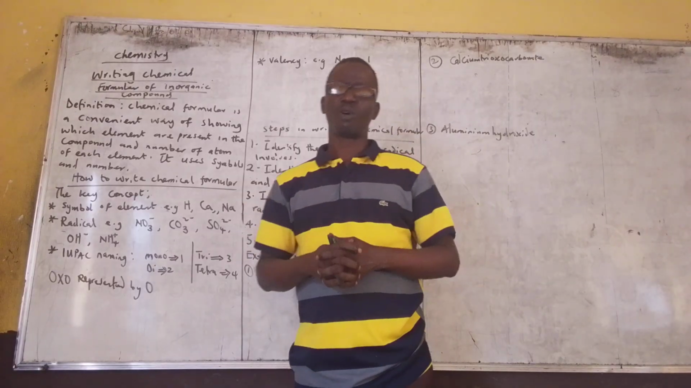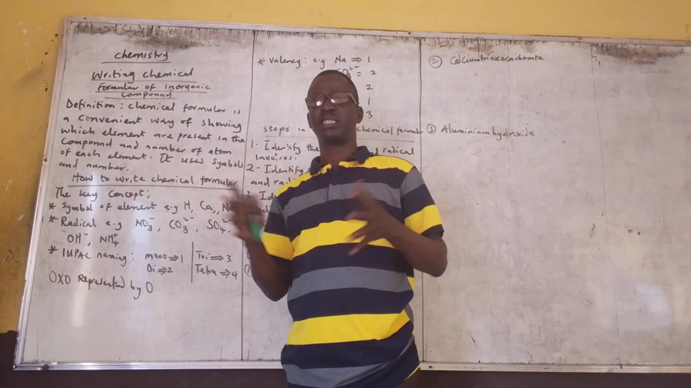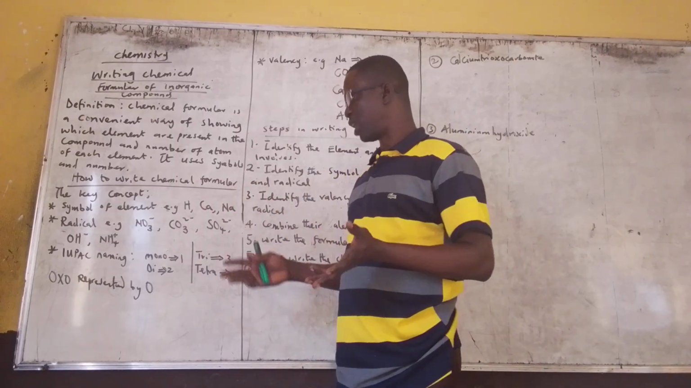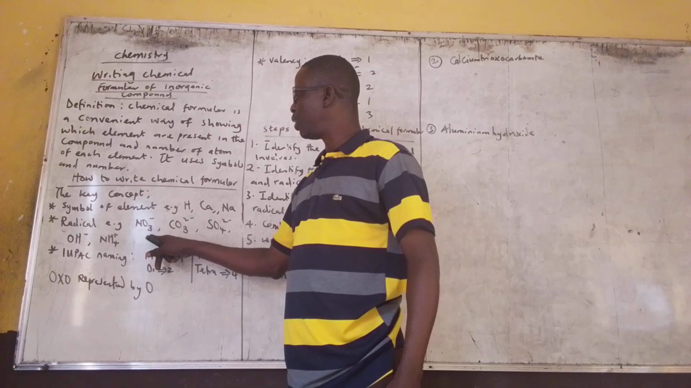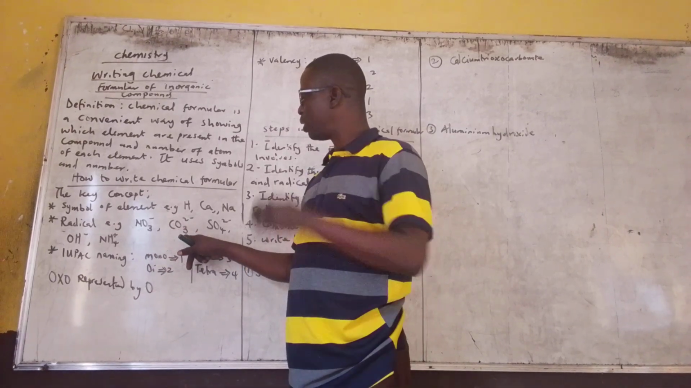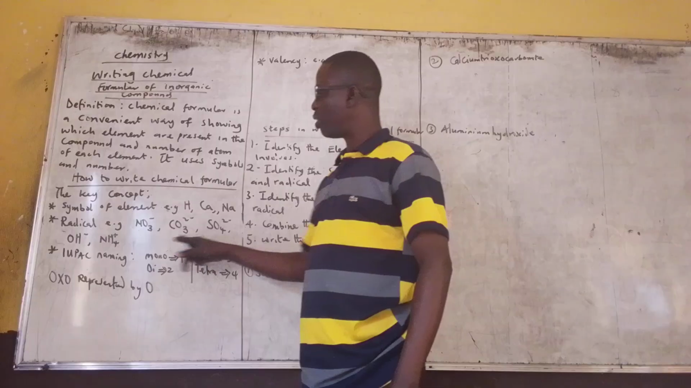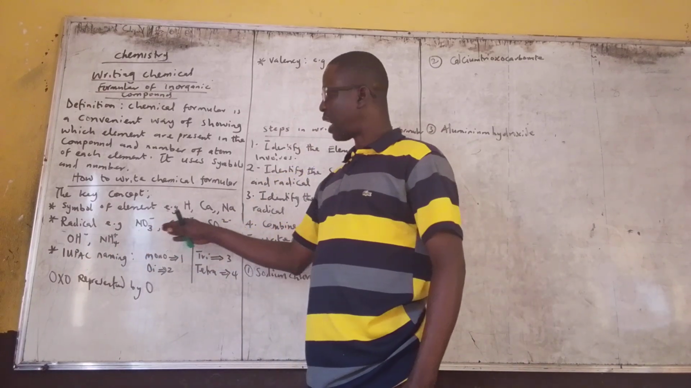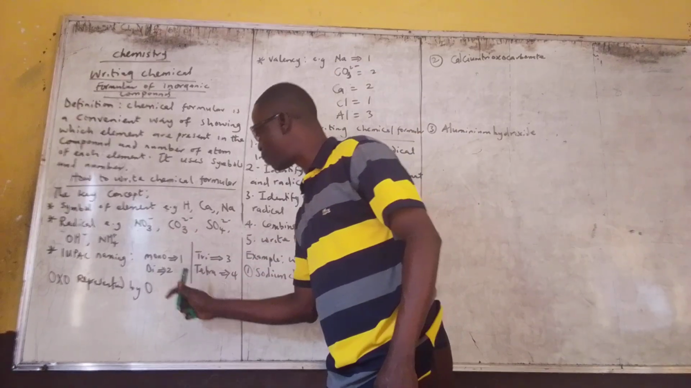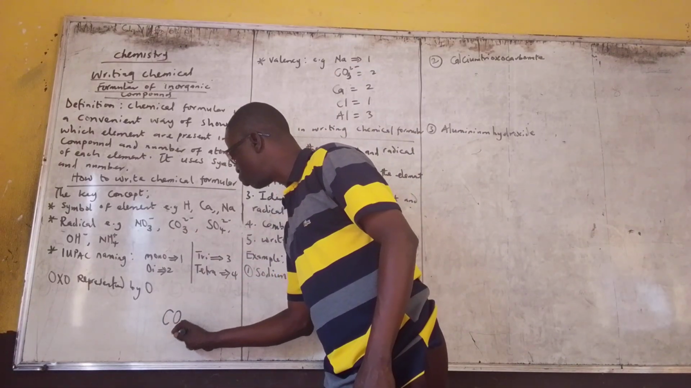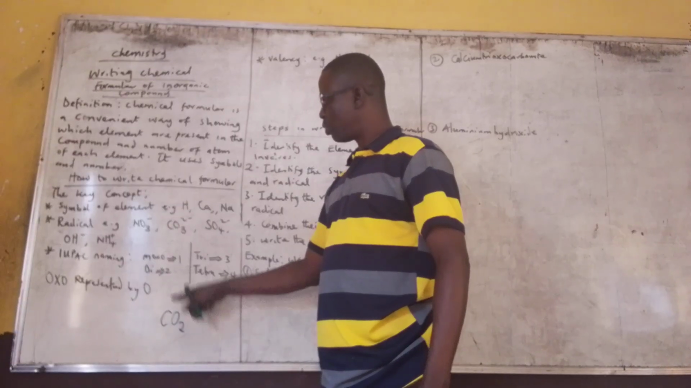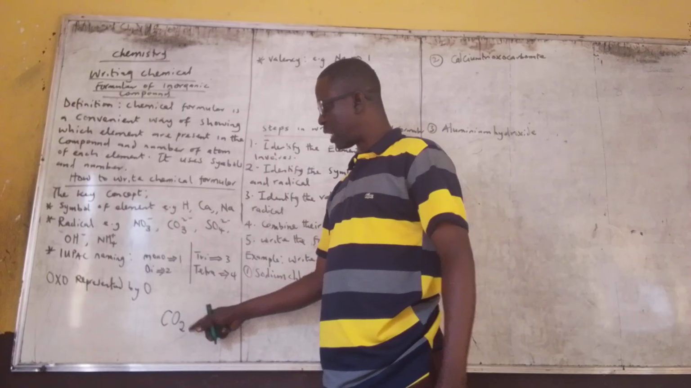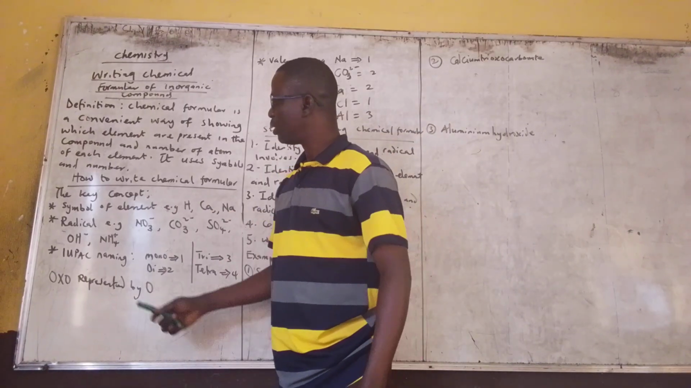Alright, another concept that we need to look at is the radical. Radicals are groups of atoms carrying positive or negative charge. For example, we have NO3 minus, CO3 2 minus, SO4 2 minus, OH minus, NH4 plus. So these are not compounds, they are radicals. They are different from CO2, which is a compound. These are radicals because they carry a charge, while CO2 has no charge.